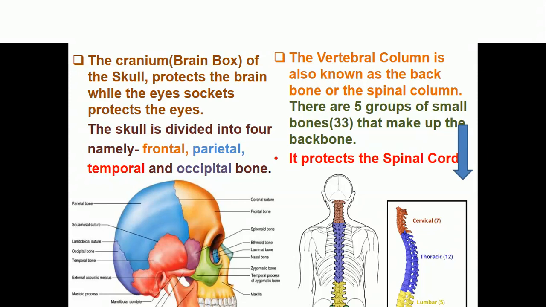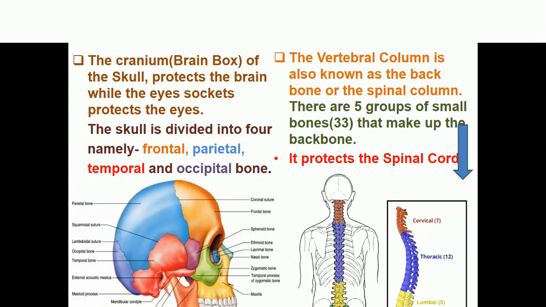Now, the second one is the vertebral column, also known as the backbone or the spinal column. There are 5 groups of small bones. Altogether they make up 33 bones that make up the backbone. The function of the vertebral column is to protect the spinal cord, which is a soft tissue that runs through it. Now from the image below, you can see the position of the backbone in human.